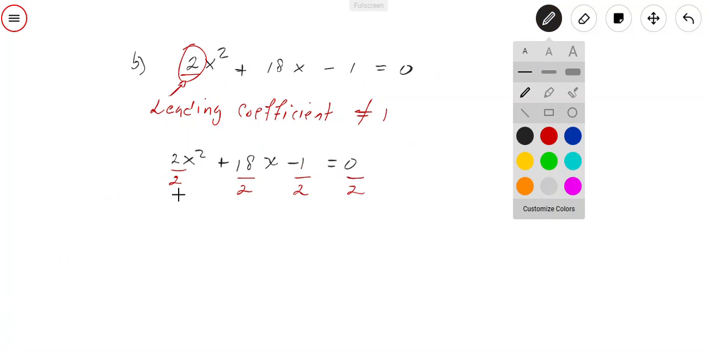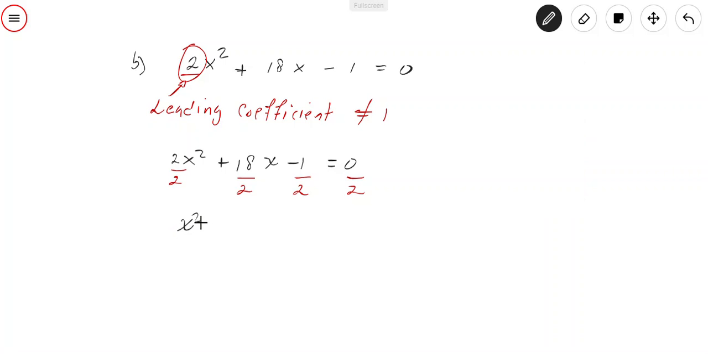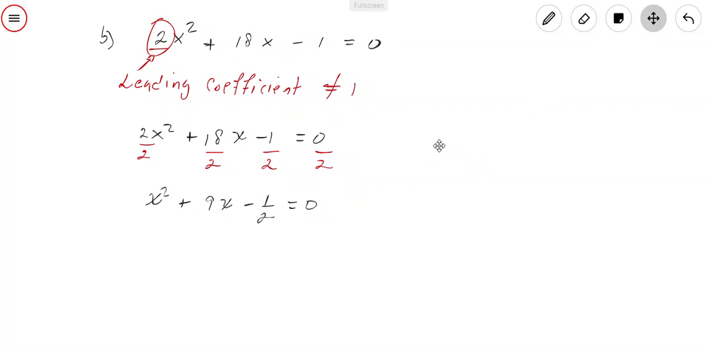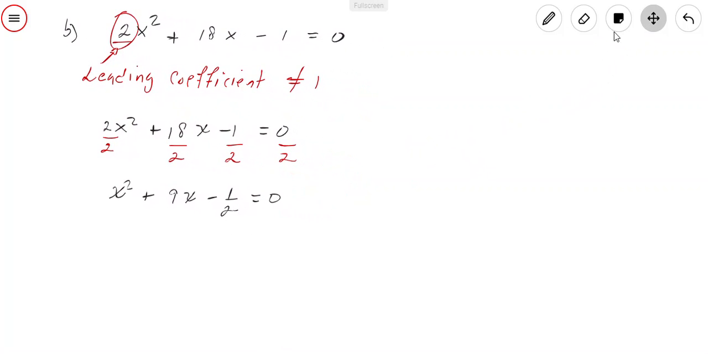Of course, 2 over 2 is 1, so this is 1x squared plus 18 over 2, which is 9x, minus 1 over 2 equals 0. Now I have an equation that is ready to be solved by completing the square. I will follow the same steps that I gave you in the other example. So I'm going to say x squared plus 9x equals 1 over 2, just isolating the binomial x squared plus bx.